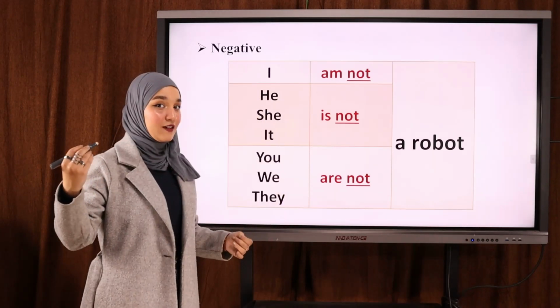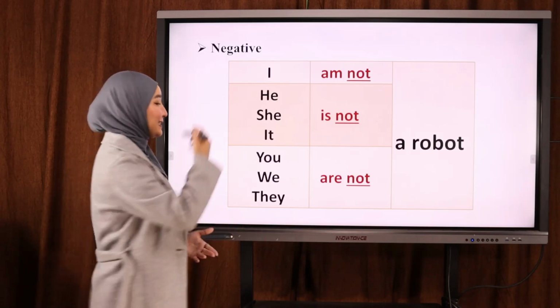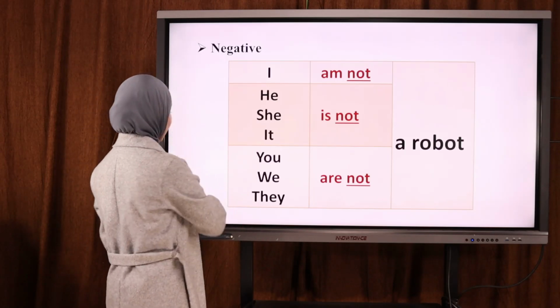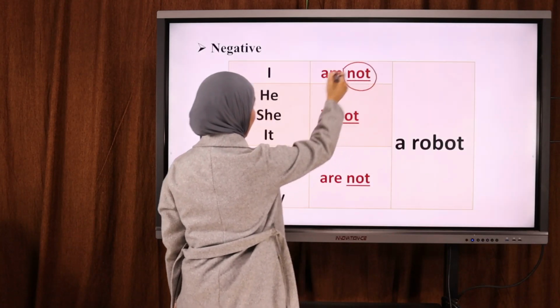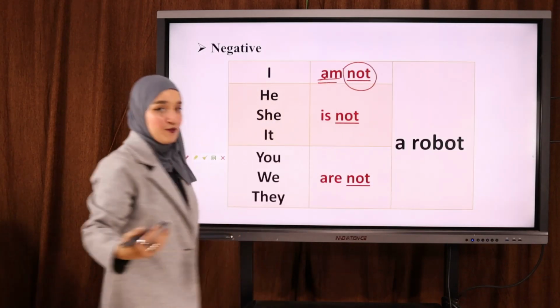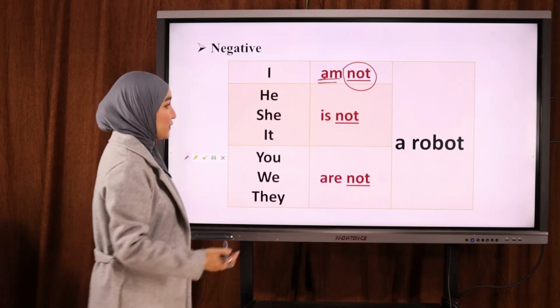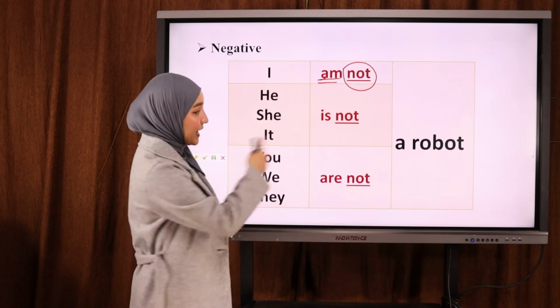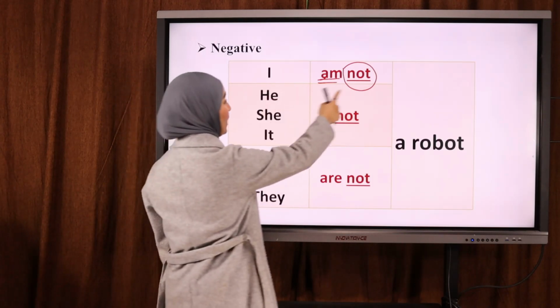فعل to be في صيغة النفي. So the rule is very simple. We just add not, okay? فقط نضيف not after the verb to be. بعد الفعل to be. بعد am, is, or are. After am, is, or are. So I am hungry, or I am a robot, becomes I am not a robot.